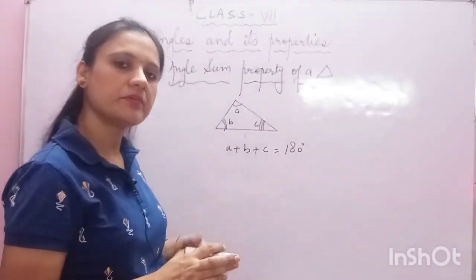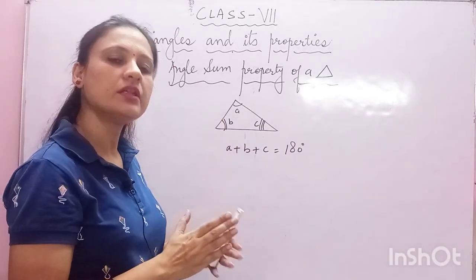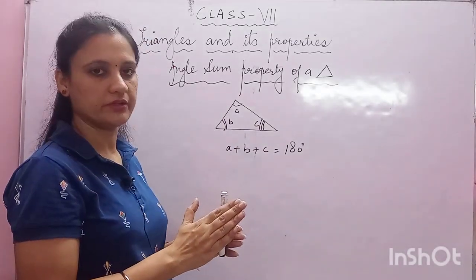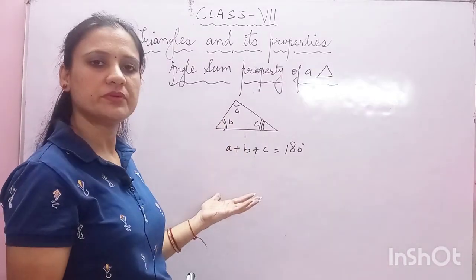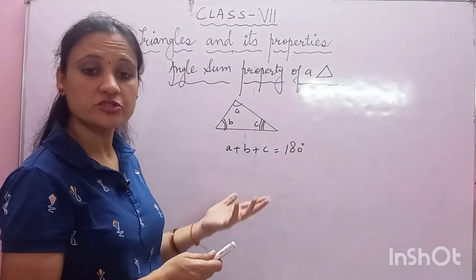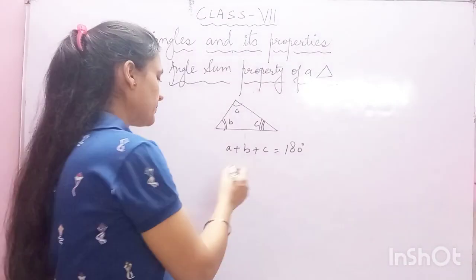So always remember, if you add up all the three angles, it should come equal to 180 degrees, right? This is called the angle sum property of a triangle. Such a simple question. Now, how does the question come on this chapter, in this property?